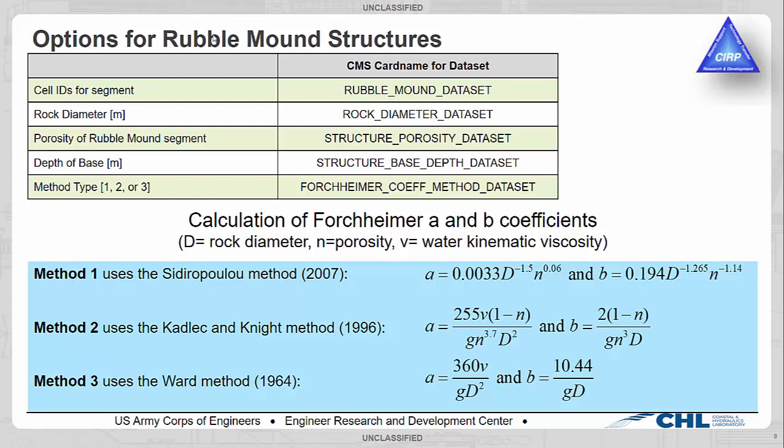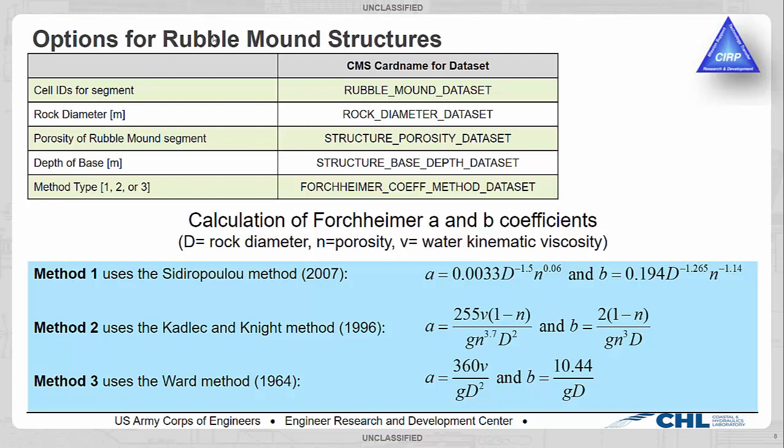We have a porosity, the depth of the base, and then a method type. The method type can be 1, 2, or 3, and that's basically how the Forchheimer A and B coefficients are decided and given values.